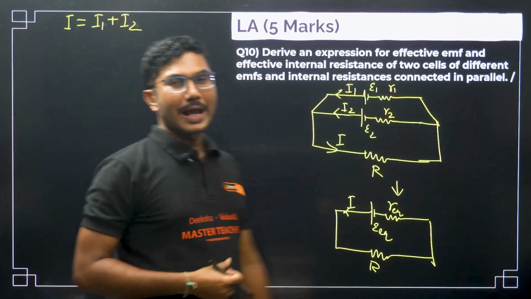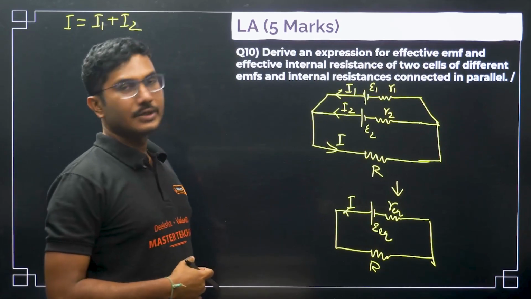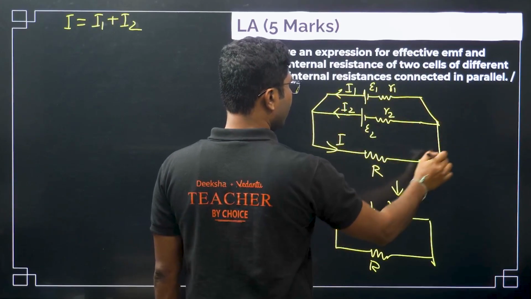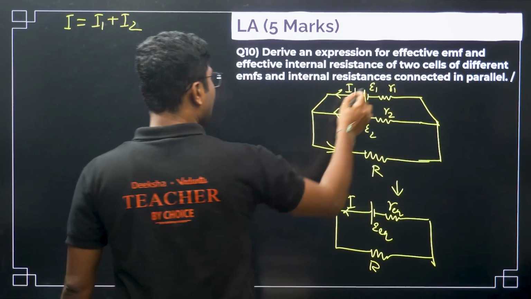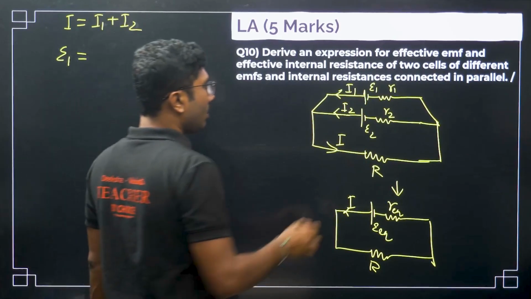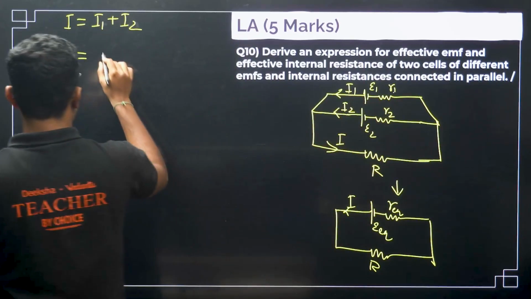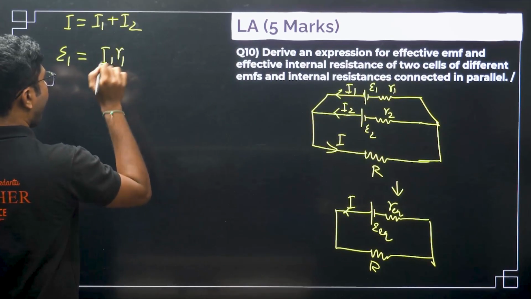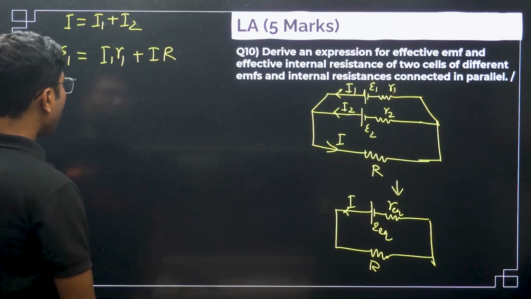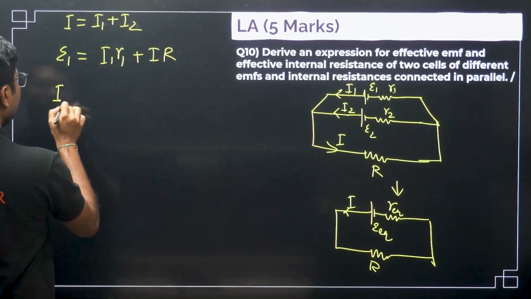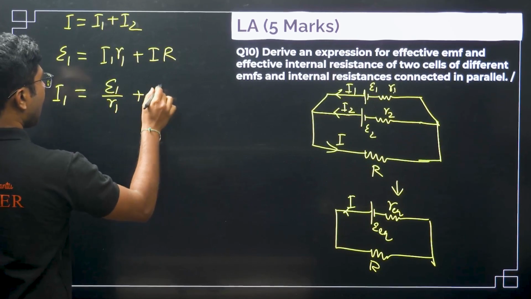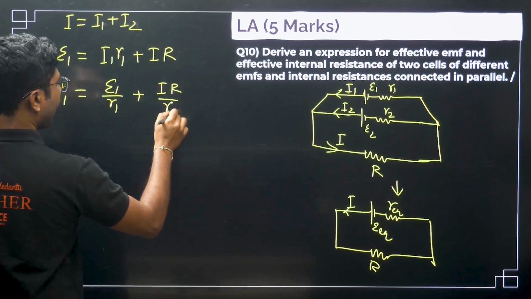Okay, so how to calculate I1 and I2? That is the major thing. So first we will consider this loop. From this loop we can say that epsilon 1 must be equal to I1 R1 plus IR. Okay. So from this we can calculate I1. So I1 equals epsilon 1 by R1 plus IR by R1.